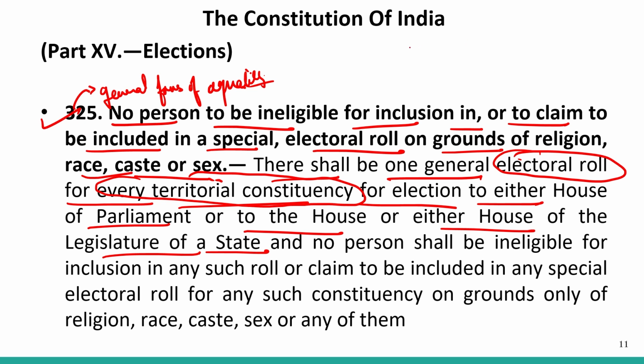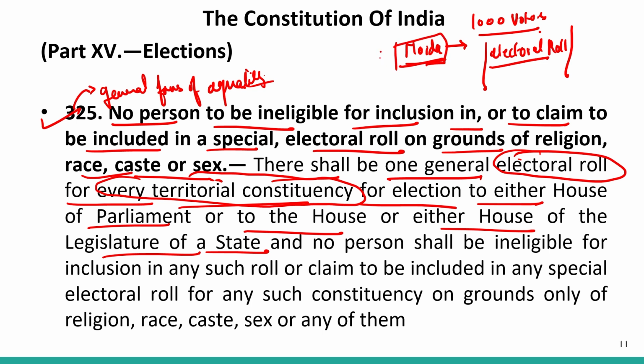For example, if you are situated in a district of Uttar Pradesh, let's take the example of Noida, and you have 1000 voters here. How will you be able to know that there are 1000 voters? Through the electoral roll, obviously. In every territory, Noida is one territory, Indore, in another state, will be another territory, Mumbai, another territory. On the basis of those territories, for every territorial constituency, for the elections of either house of the parliament or either house of the legislatures of the state, there will be one uniform electoral roll.